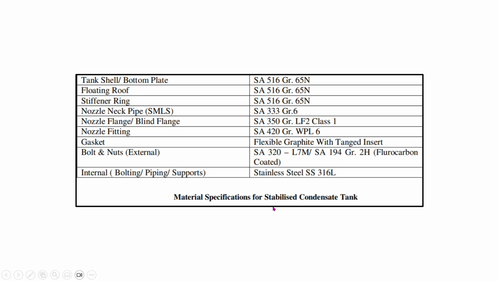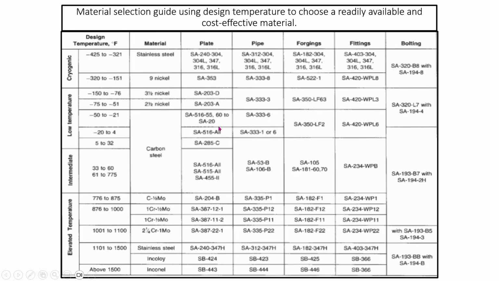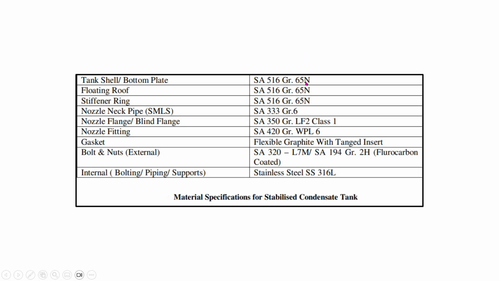Then you see, for a normal condensate tank at normal temperature, for the tank shell and bottom shell, it is SA 516. You see the plate material 516, and this is carbon steel. Yes, it is in the range 33 to 775. The plate material will be SA 516, so 516 you have mentioned here, 516 Grade 65. Similarly, for roof material, the floating roof is also SA 516.